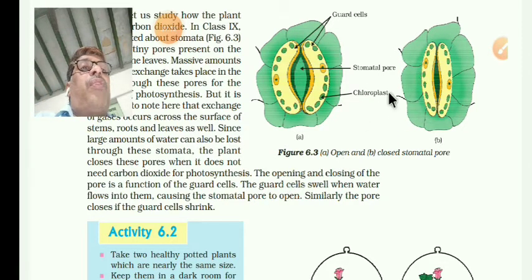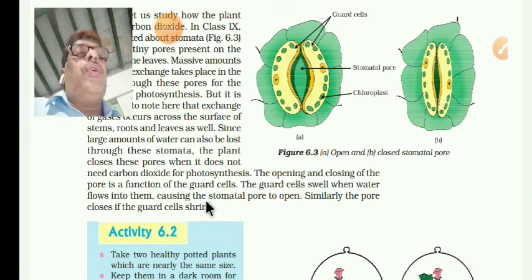For this answer, the opening and closing of the pores is the function of the guard cells. The guard cells swell whenever water flows into them, causing the stomatal pore to open. Similarly, the pore closes if the guard cells shrink. They close the opening when they don't want carbon dioxide, so the stomatal pore closes.